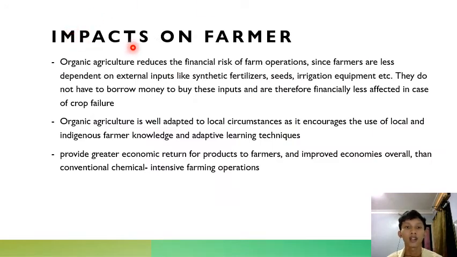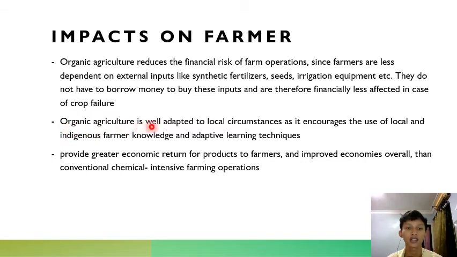The impacts of organic farming on farmers. Organic agriculture reduces the financial risk of farm operations since farmers are less dependent on external inputs like synthetic fertilizers, seeds, irrigation equipment, etc. They do not have to borrow money to buy these inputs and are therefore financially less affected in case of crop failure.